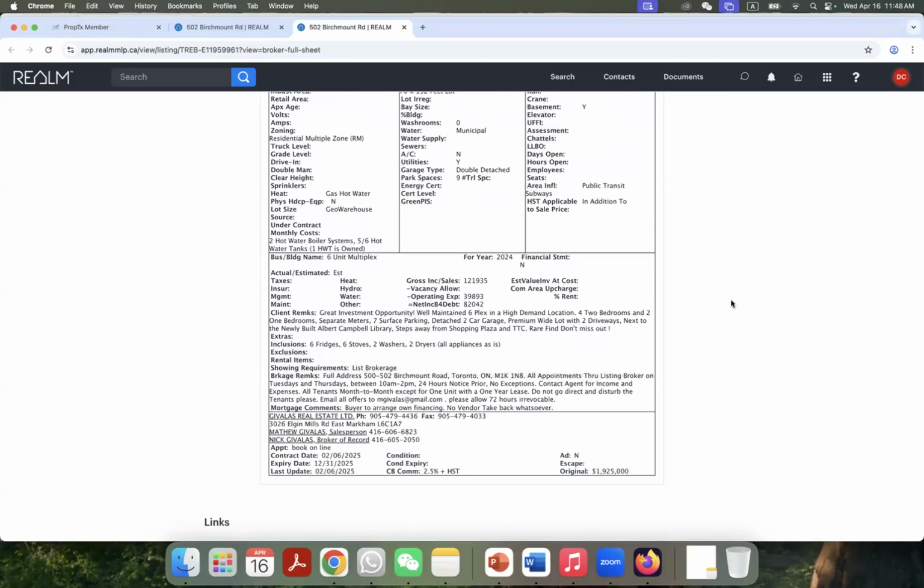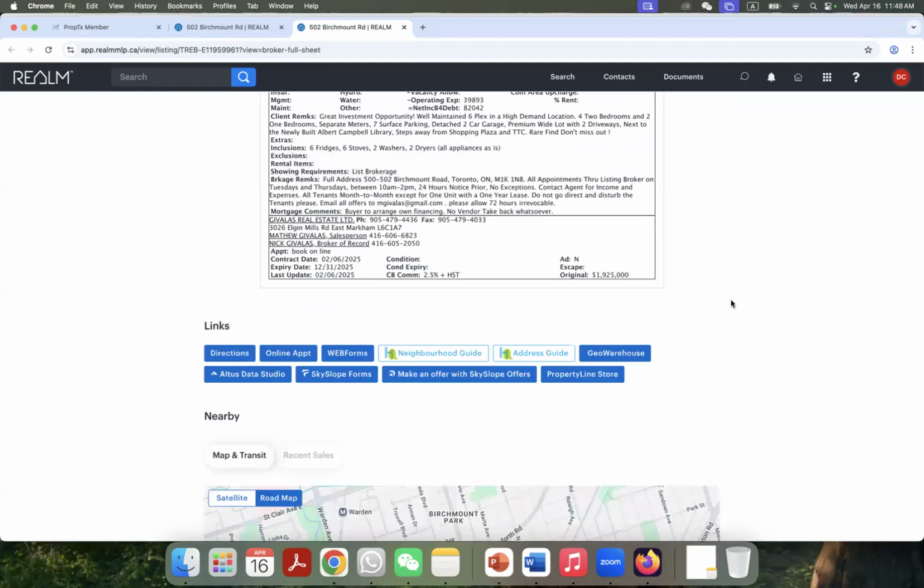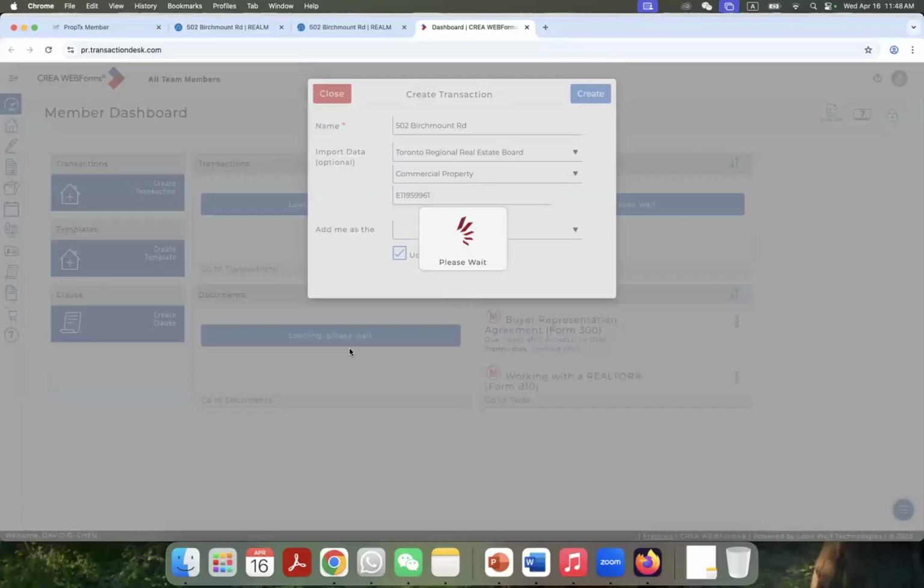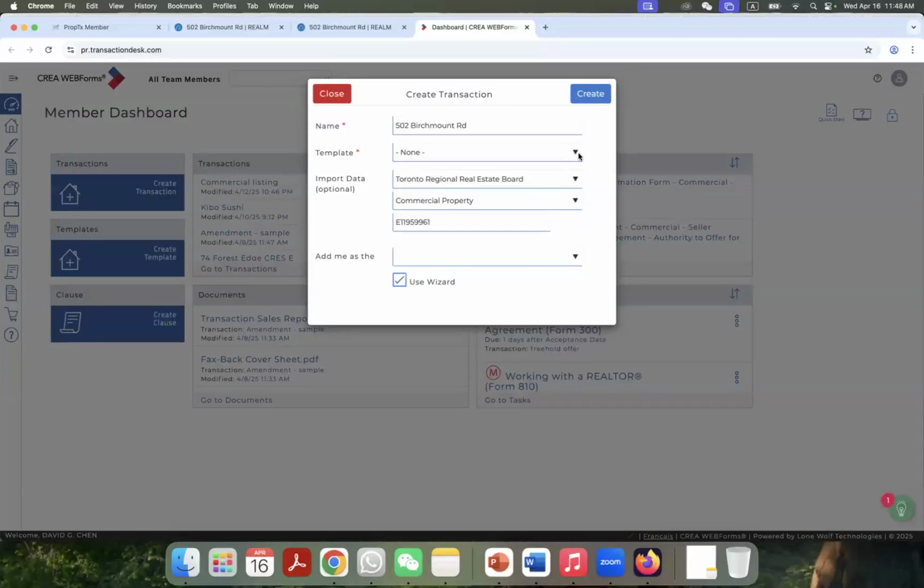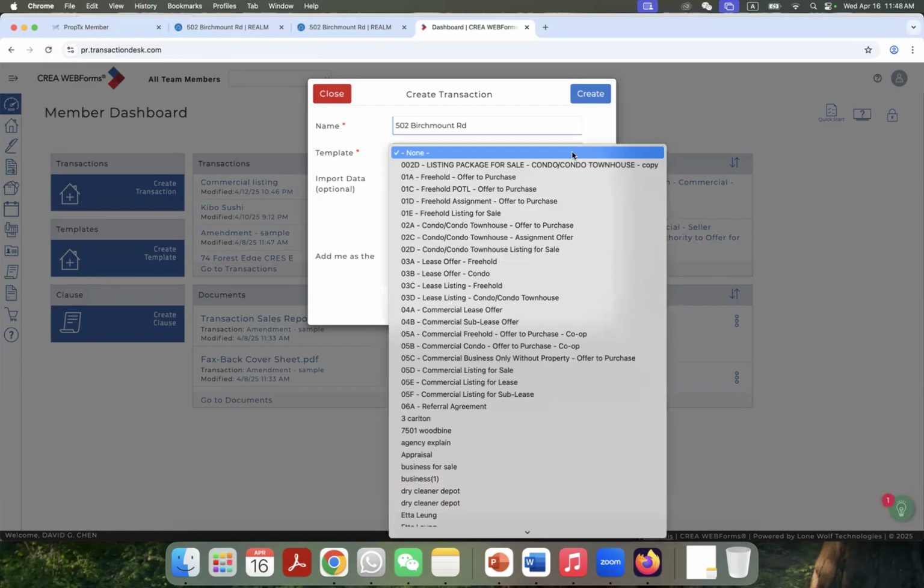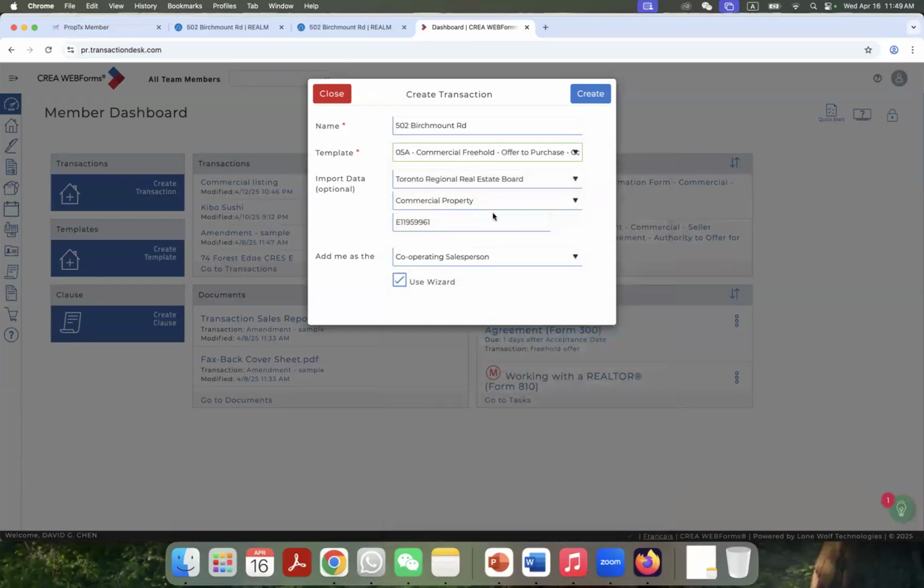Go to the bottom here, look at here. Everyone, the same as residential. Go to Work Form. You are going to generate, prepare the offer. The address is already there. What you need to do is set the template to commercial property for sale, Commercial Freehold Offer to Purchase. So we can use 5A. Look at this one. The MLS number is already there as well. So let's create.